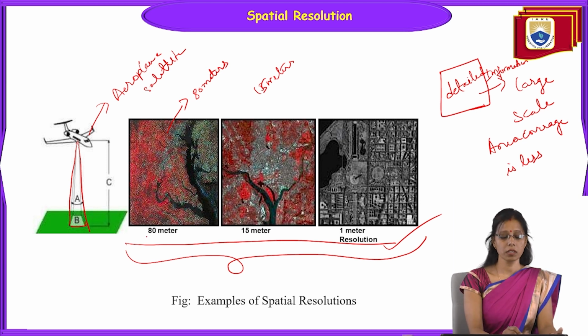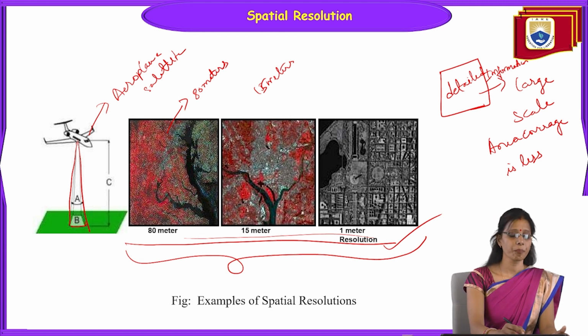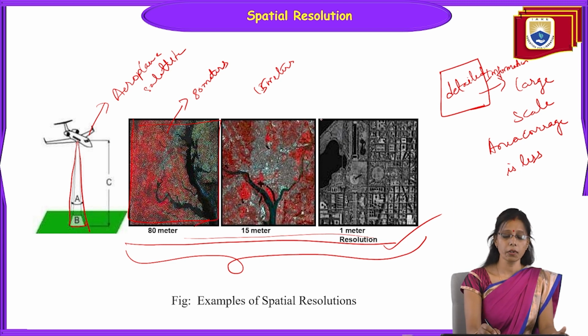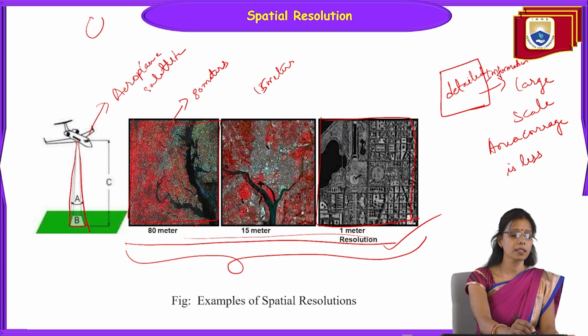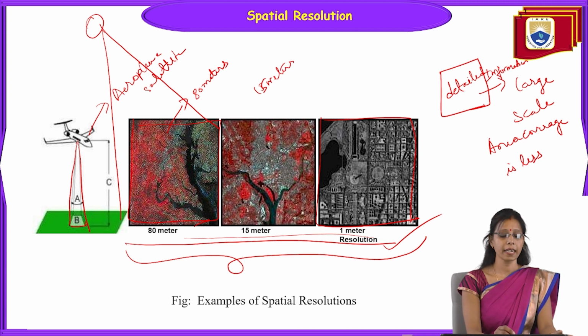So if you compare these three images, these are of the same area. One is 80 meter, 15 meter, and 1 meter. In 80 meter, most of the area is covered, a large area, right? When you talk about 1 meter, very little area is covered. That means 80 meters means the instantaneous field of view is larger, the distance from the camera is more. Suppose here is the camera, it has captured the entire area like this. So when it captures more area, the details we can identify are less.